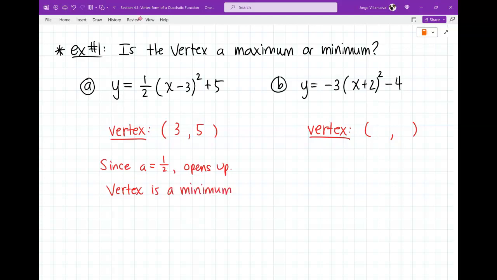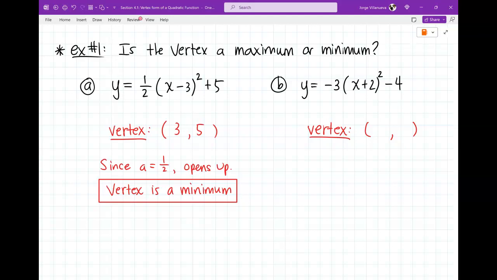I'm kind of wordy there. You do not have to write all that stuff out. I'm just, for note purposes, in case somebody's not here and they're looking later. That way they see the explanation, right? So since a is positive, that means it opens up. And if it opens up, that means the vertex is at the very bottom. Okay? So it's a minimum.